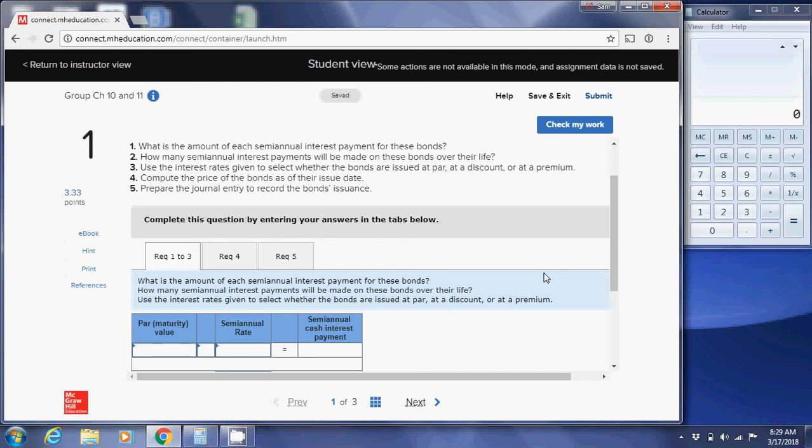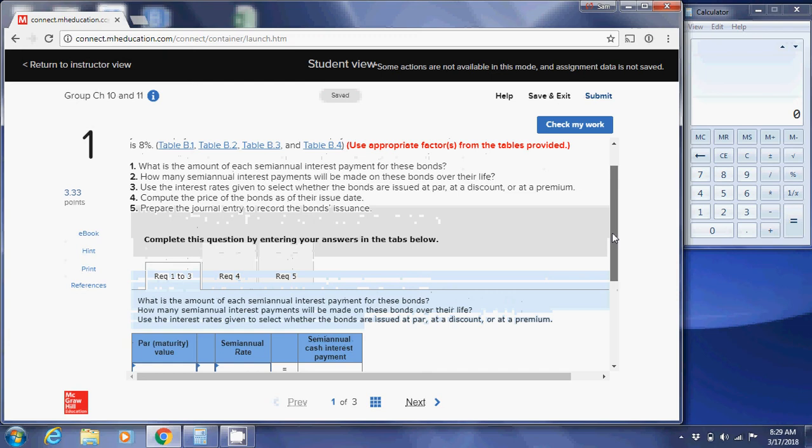Chapter 10, we discussed long-term liabilities. Primarily, we discussed bonds, bonds payable, and also we talked about installment notes. And then in Chapter 11, we discussed the corporate form of organization and some of the transactions that are specific to that form of organization. Problem one here is dealing with bonds and bond interest. So let's take a look at what's happening.